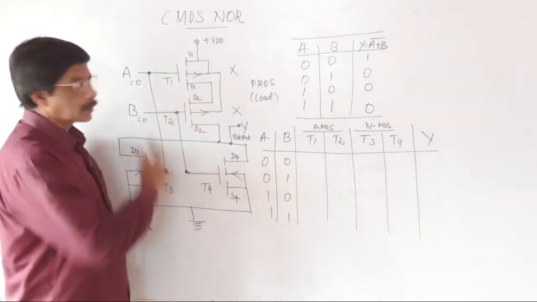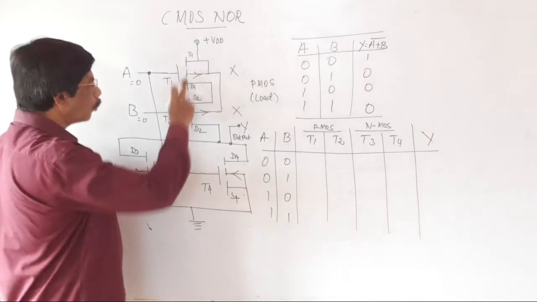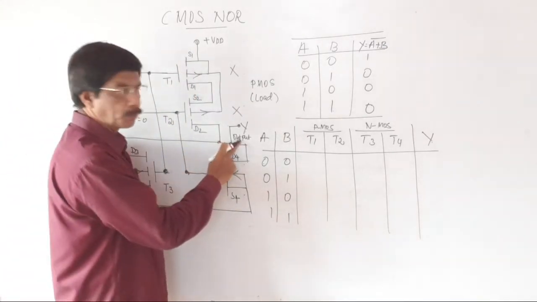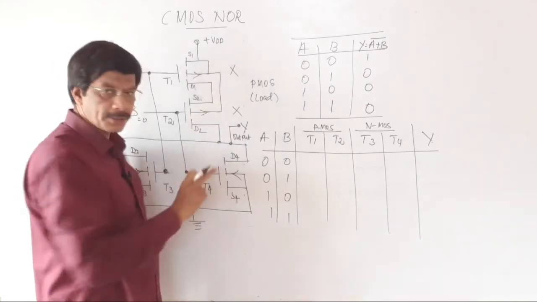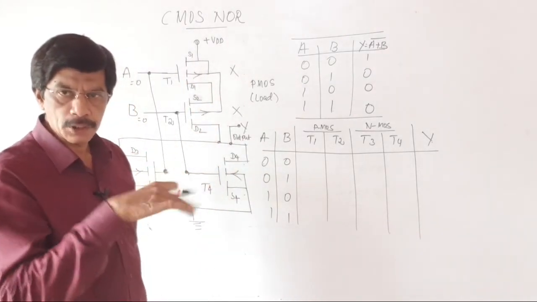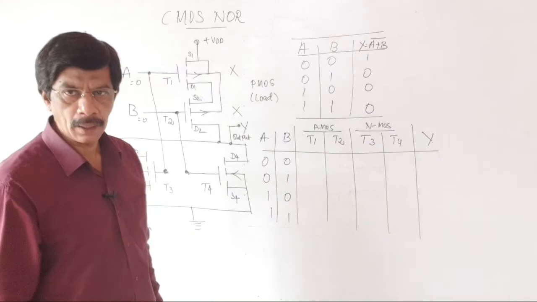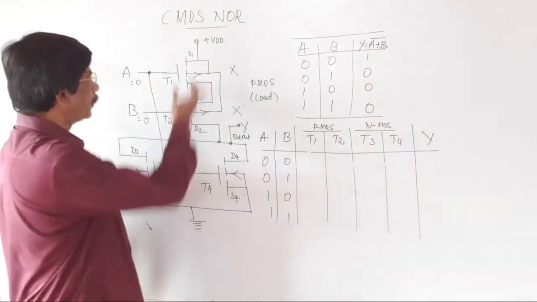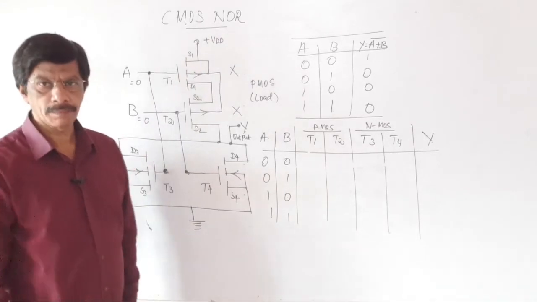So in this structure, when both transistors are switched on, only then do you get output. If any one transistor, a PMOS transistor, is in open condition, you don't get any output. This is a very important condition. Let us analyze this CMOS NOR gate.